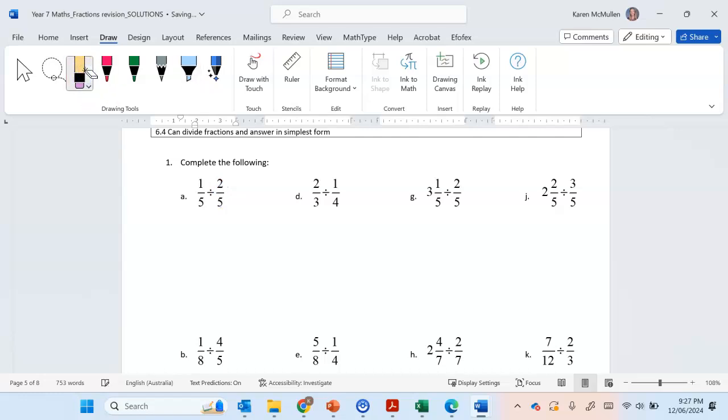Now, the phrase we use to remember how to do division is keep, change, flip. And all that means is we keep our first fraction as it is, so 1/5. We change the division sign to a multiplication sign, and we flip the second fraction. And the reason I use the word reciprocal is because multiplying by the reciprocal is the same as dividing by that fraction. All right, so now that we've got a multiplication there, we can go ahead and do that.